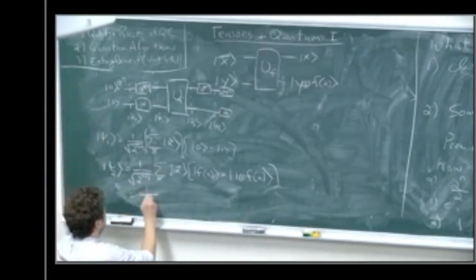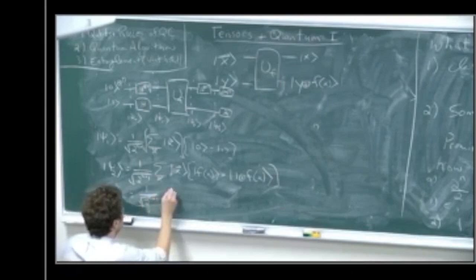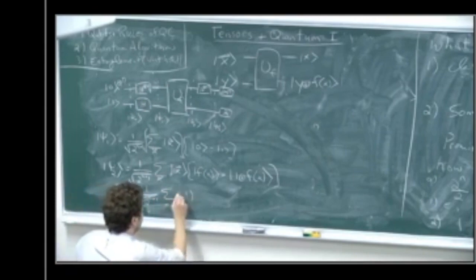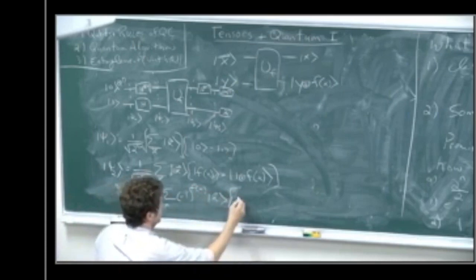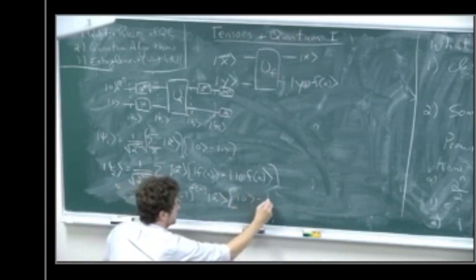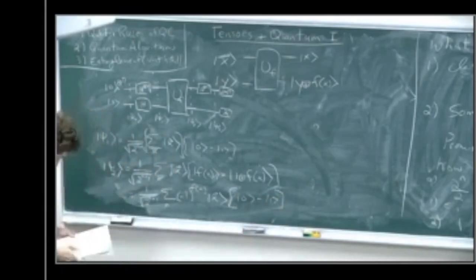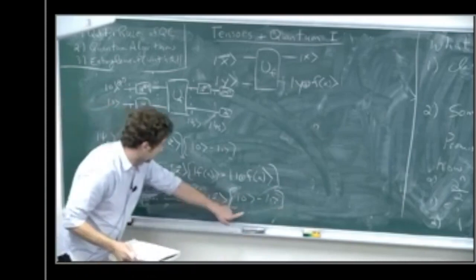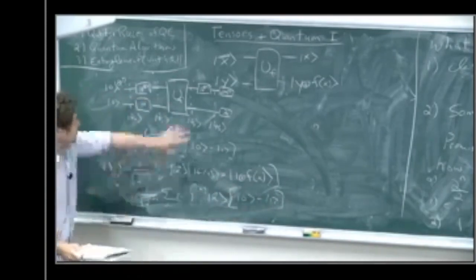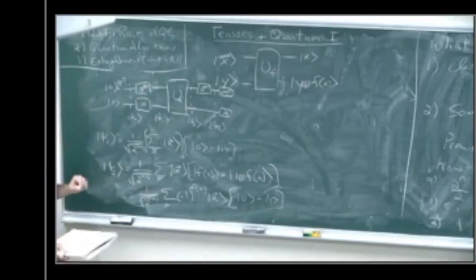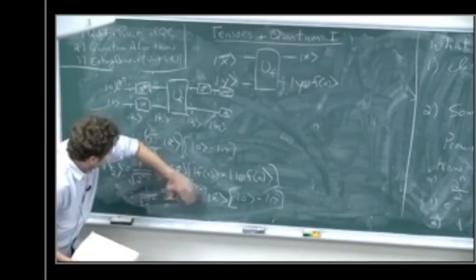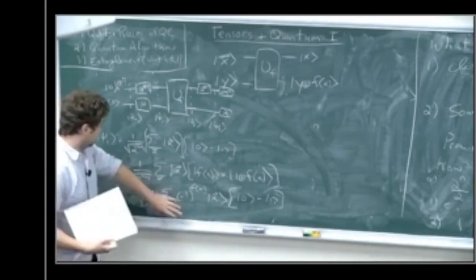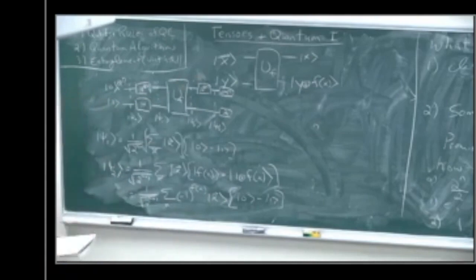So this is equal to 1 over the square root of 2 to the n plus 1, sum over x, minus 1 to the f of x, x, 0 minus 1. You can see now why we're allowed to forget the last qubit, because its state no longer has any dependence on x, or on anything about the function. All of the information about the function is now in these top qubits.